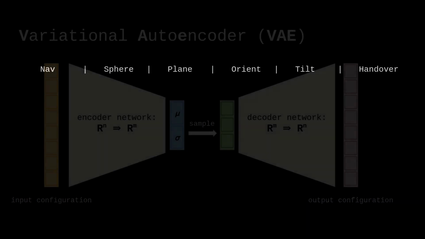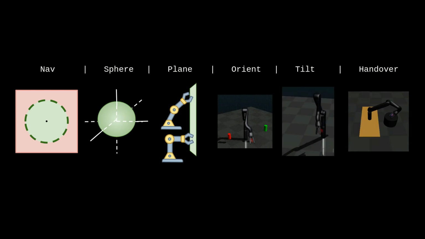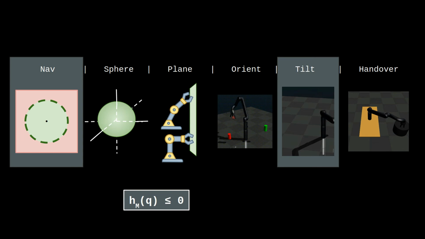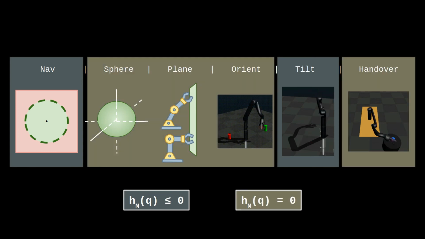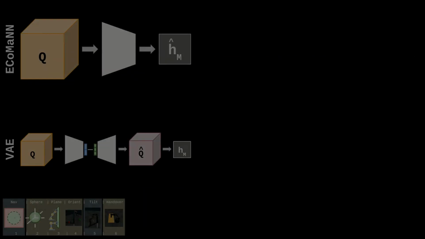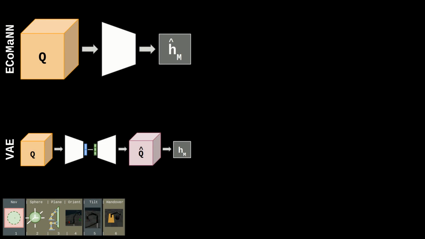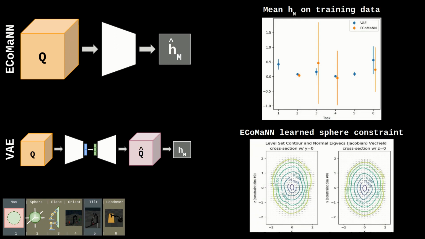We evaluate these two methods on 6 datasets with configuration spaces ranging from 2 to 8 degrees of freedom. 2 of these are inequality constraints, and thus we only test the VAE on them, and the other 4 are equality constraints. First, we compare the performance of the two model architectures using the implicit function value hm on the datasets used when training the models. In the case of the VAE models, we take the reprojected data and evaluate each configuration with hm. In the case of ECOMAN, the output of the network is the estimated implicit function value of the input, so we directly use it. We report the mean and standard deviation of hm of Q for each task dataset.